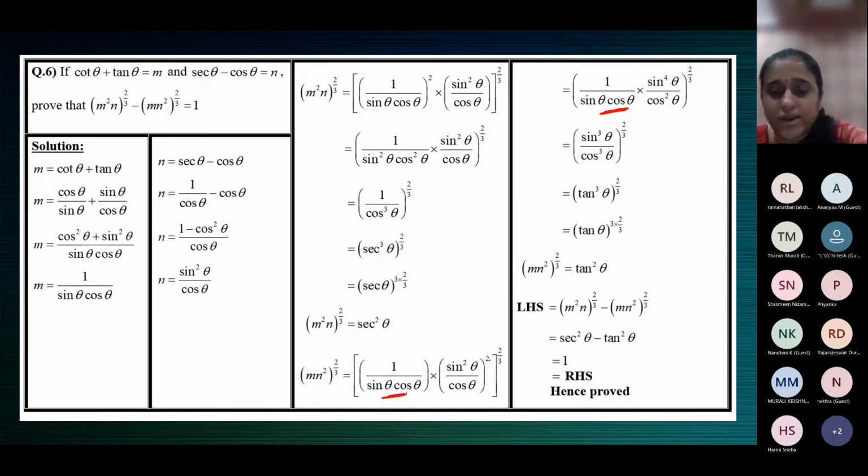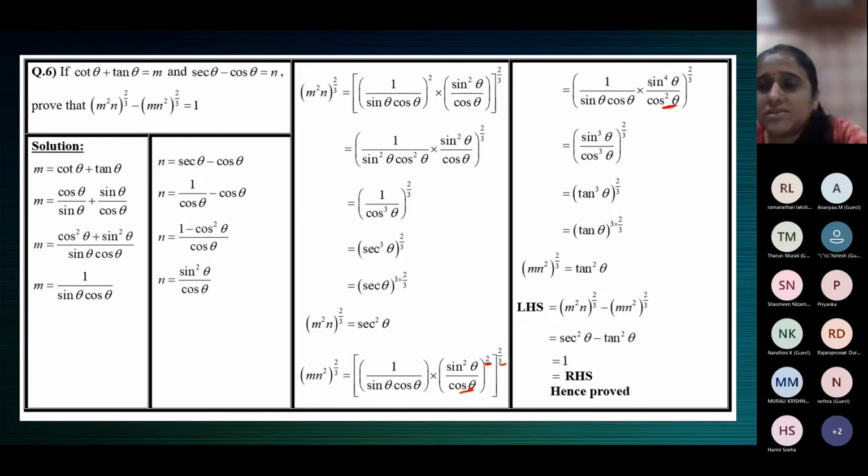Now here, square. Apply the square to the numerator and the denominator. So when you square this, it's already a square. Again, when you square it, a to the power 4. So sine theta to the power 4, because there's a square here and it's again squared. So 2 into 2 is 4. Sine theta to the power 4. Cos theta and it's squared. So cos square theta. The whole power 2 by 3.